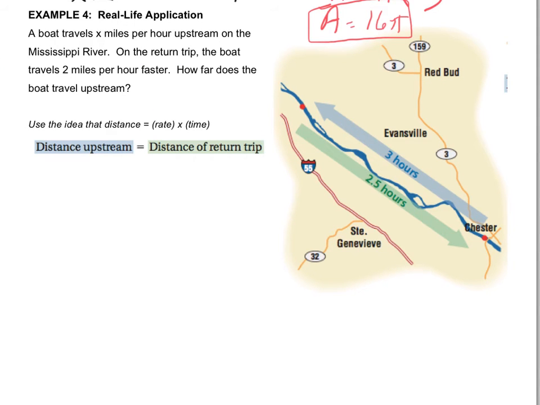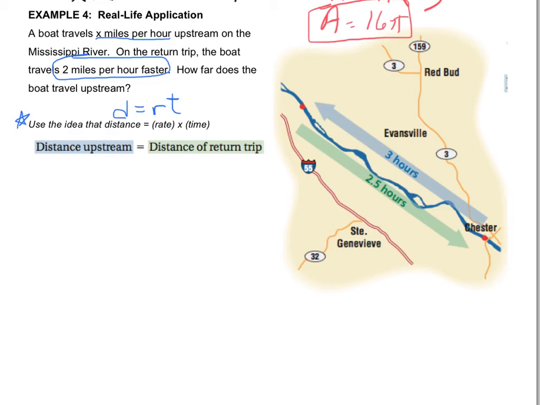And lastly, in this section, we are looking at a boat traveling x miles per hour, which is obviously their speed, so that's something to keep in mind, upstream on the Mississippi River. On the return trip, meaning they're going back down, the boat is traveling 2 miles an hour faster. So that's going to be some information that we want to think about. So here we're going to use the idea of distance equals rate times time. And this is a formula that you'll see if you haven't already seen it in your academic career. D equals R times T.